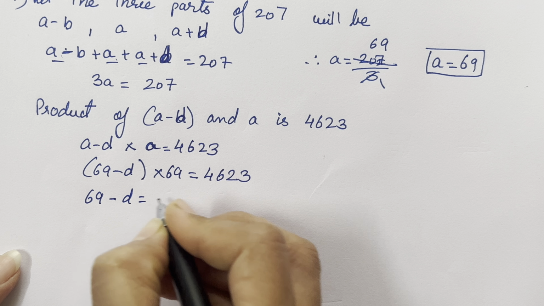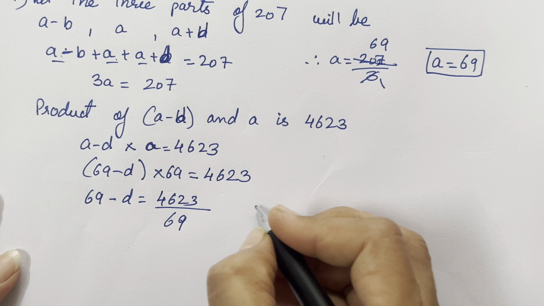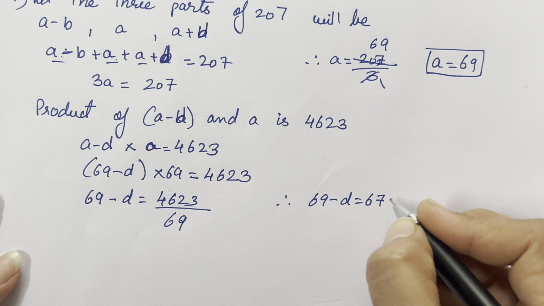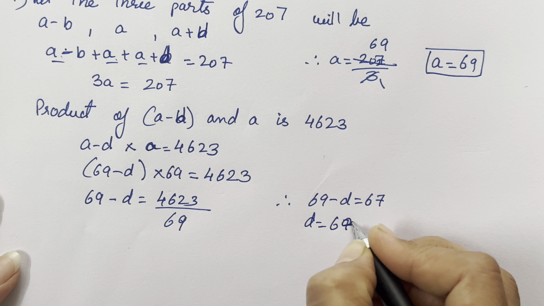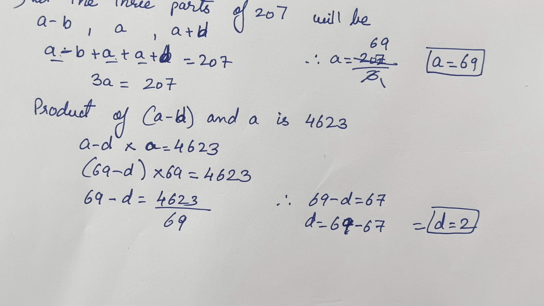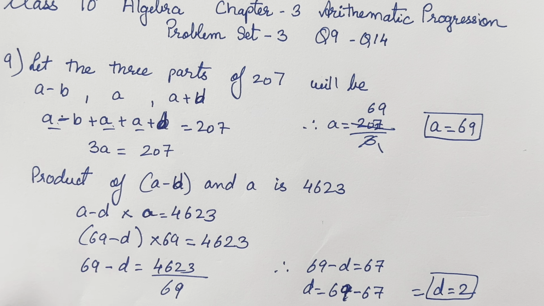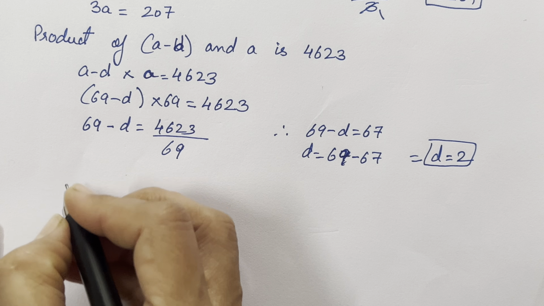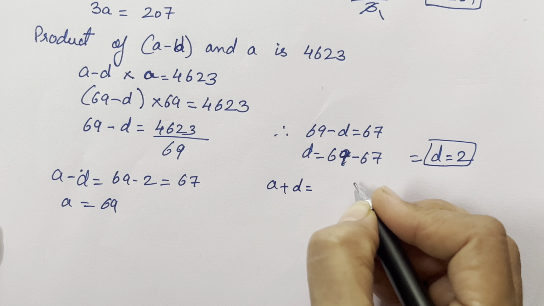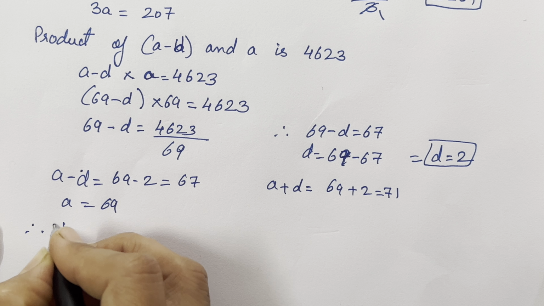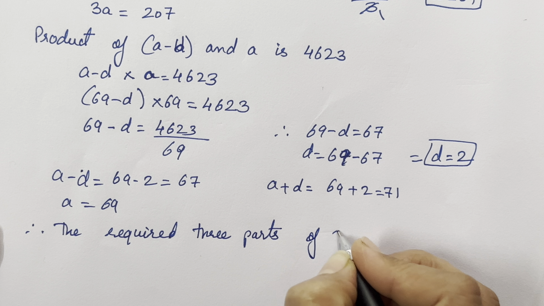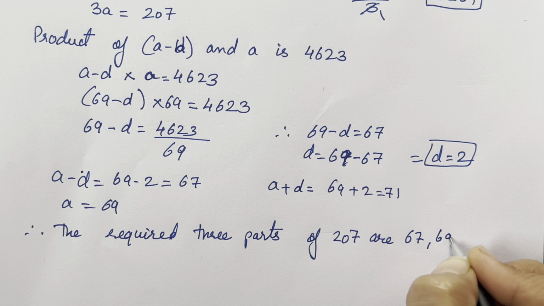Now 69 minus D is equal to 4623 divided by 69, divided with the table of 3. You all can divide it with the table of 3. So 69 minus D is going to be 67. That is, D is equal to 69 minus 67, which will be 2. Now we have got A, we have got D. That means now we will place the values of these three numbers. So again we will take the same thing, that is A minus D, that is 69 minus 2, which is going to be 67. A we have got 69, and A plus D is supposed to be 69 plus 2, that is 71. So therefore the required three parts of 207 are 67, 69 and 71.